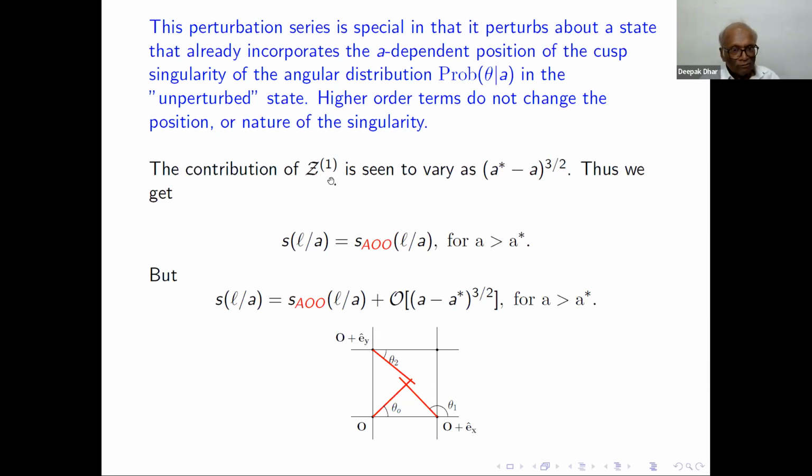Okay. So the contribution of Z1 is seen to vary as (A star minus A) to the power 3 by 2. And so you can show some result like this. SL by A is SL by A under the 1 overlap condition plus (A minus A star) to the power 3 by 2 for A bigger than A star and 0 for less. So it's a one-sided cusp of some sort. And a similar argument can be developed for other things.